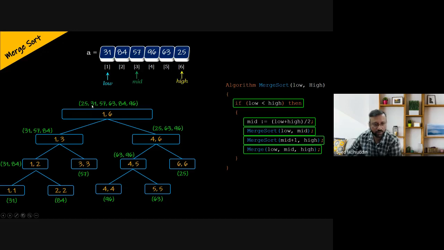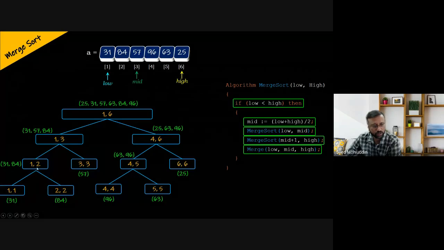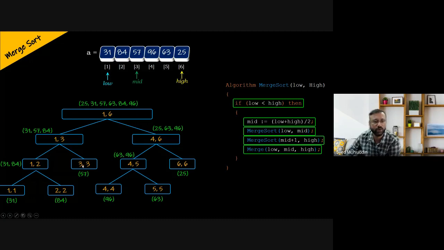Green is after performing merge. So we have 1, 6 divided into 1, 3 and 4, 6, 1, 3 divided into 1, 2 and 3, 3. 4, 6 is divided into 4, 5 and 6, 6. 1, 2 is divided into 1, 1 and 2, 2. 3, 3 is as it is. There is 3, 3. Low is 3, high is 3, means there is only one element. That we have found that solution. Then 4, 5 is divided into 4, 4 and 5, 5. Now, 1, 1, there is only one element, that is 31. 2, 2, there is only one element, 84.